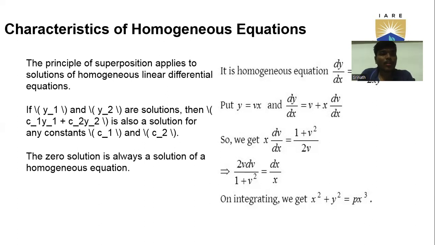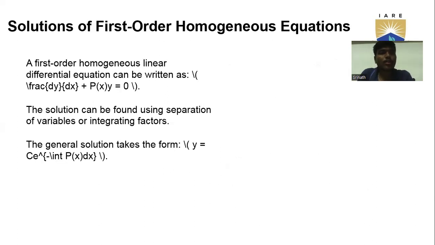Next, solutions of first order homogeneous equations. A first order homogeneous linear differential equation can be written as dy/dx + p(x)y = 0. This is the formula of first order. The solution can be found using separation of variables or integrating factors.